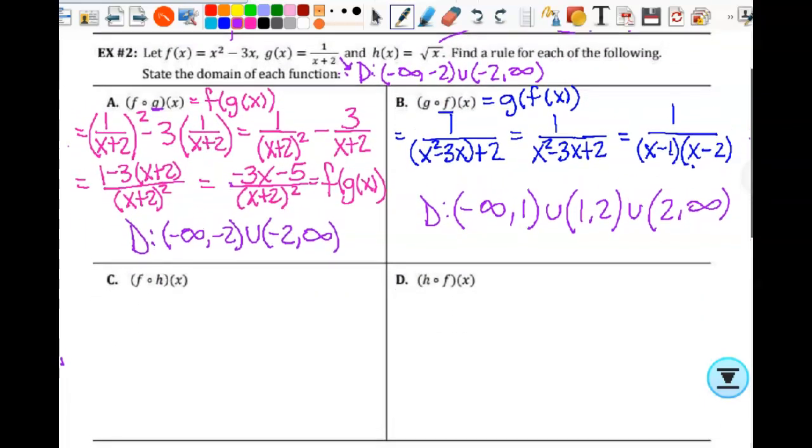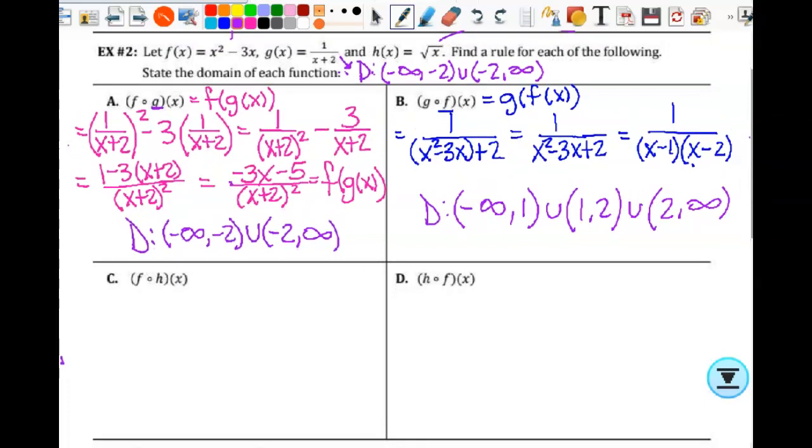All right. Let's look at c, rather. So here I'm going to find f of h of x. So I take h of x and I put it into f of x. So this is going to give me the square root of x squared minus 3 times the square root of x. Okay?